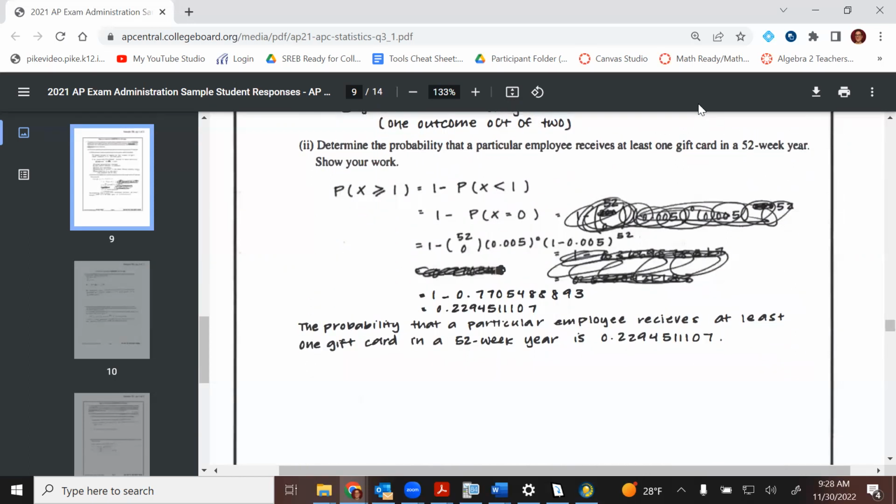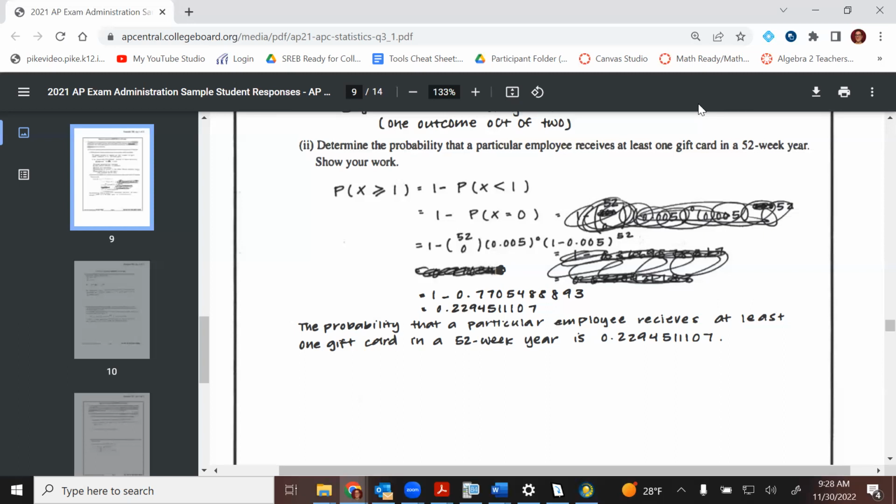Probability that X is greater than or equal to 1, that would be at least 1 gift card, would be 1 minus the probability of not getting any. The probability that X is 0. And then they use their binomial distribution here, 1 minus 52 choose 0, or this would be 52C0. We have observed 0 wins. This is another way of writing it without the C, but I'm used to writing it with the C. Here's the probability of success. We had 0 observations of that. Here's the probability of failure. We had 52 failures. And they calculated that probability.